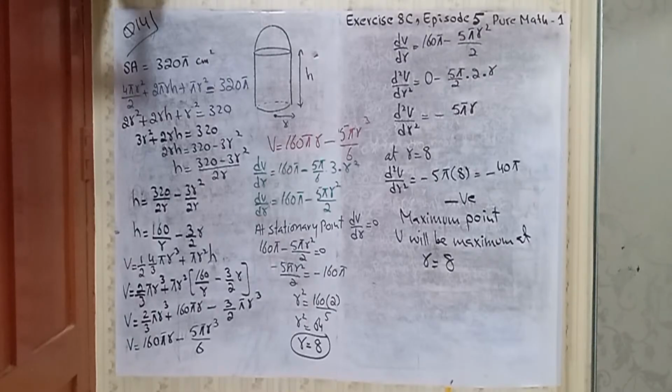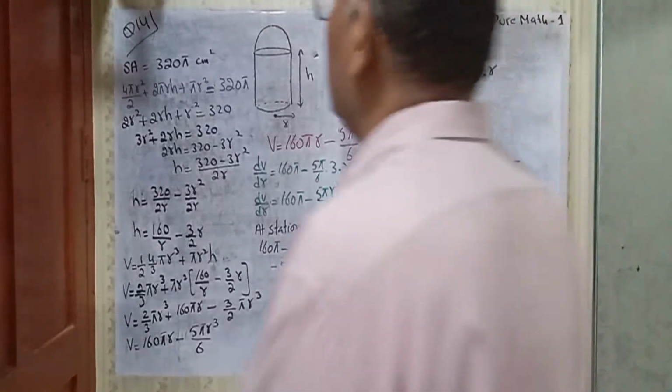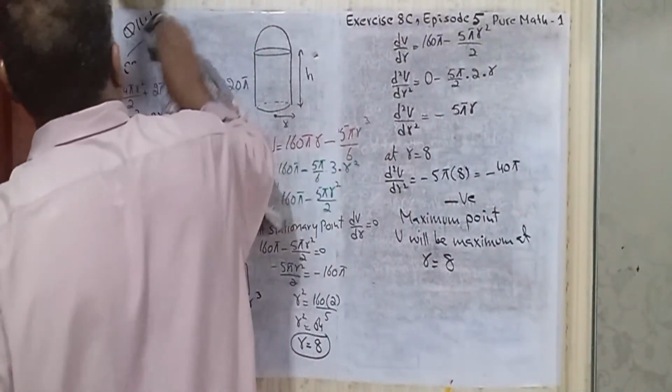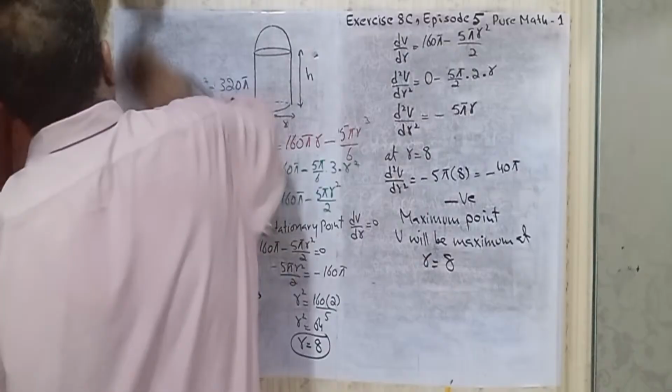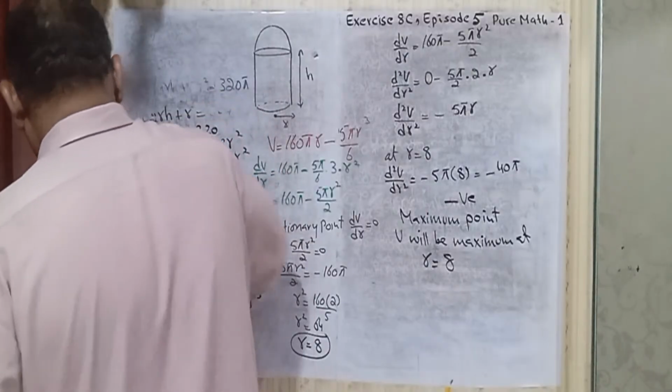The very brilliant students don't need help in procedures, but the weak students need help even writing the procedure. Okay? So this is how we have done question number 14. I hope this is clear to you. So let's move to the next question. The next question is question number 15, which is the last question of this exercise.